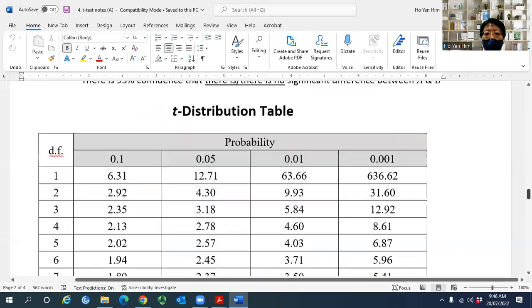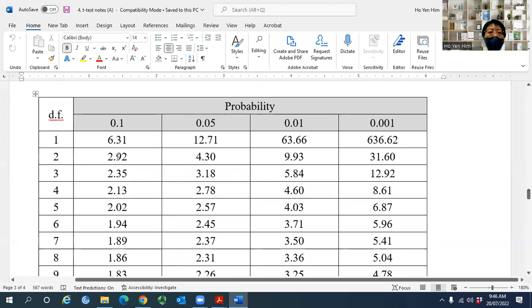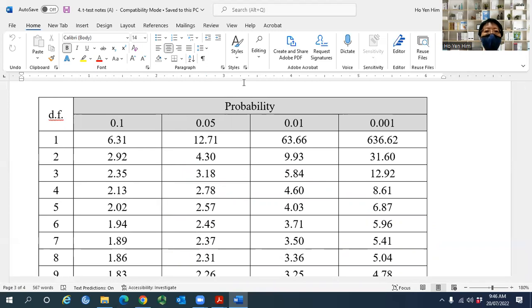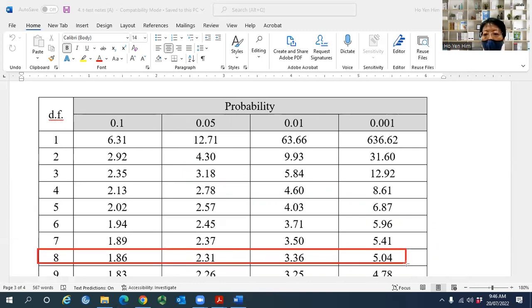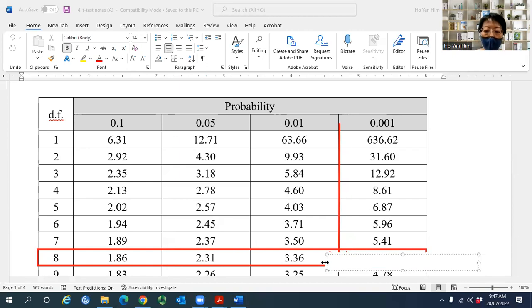So this is a T table. The body of the T table shows the T table values. I'm at degrees of freedom 8, so I must look at degrees of freedom 8 here. And my T value is 3.76, so 3.76 is located here. So, conclusion.